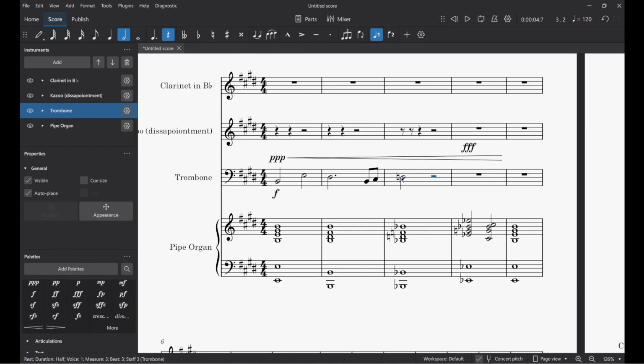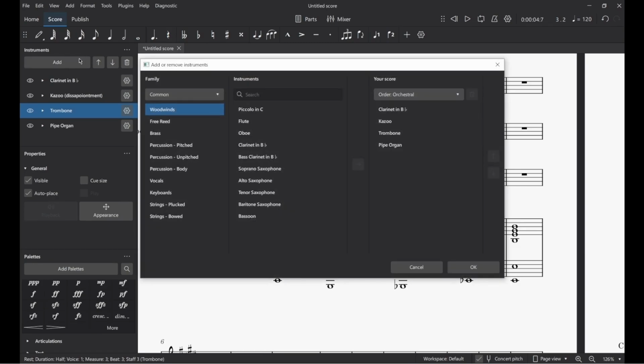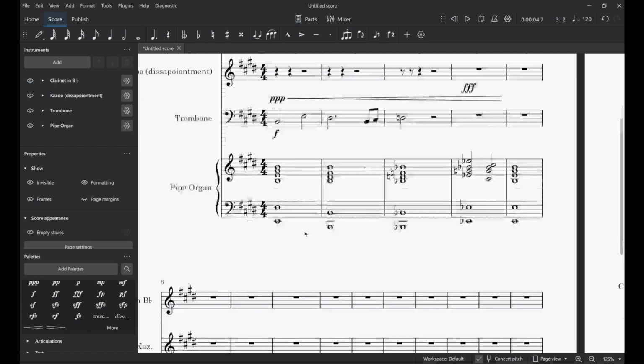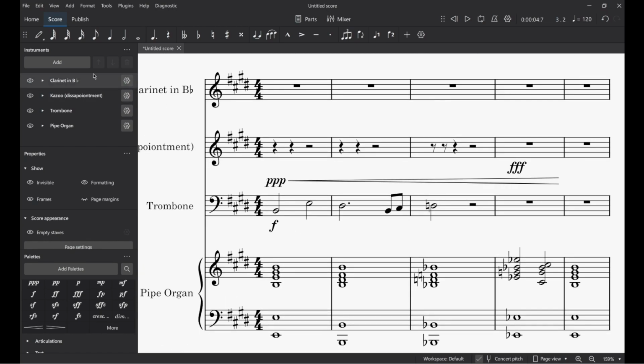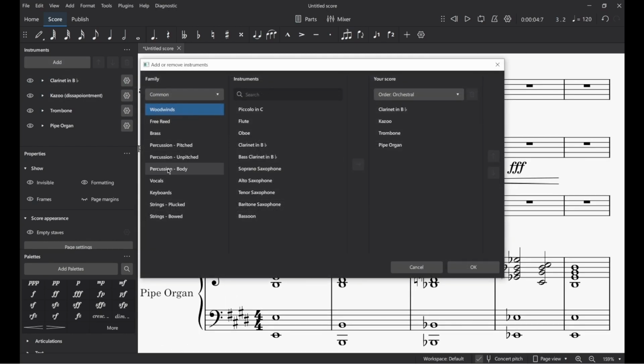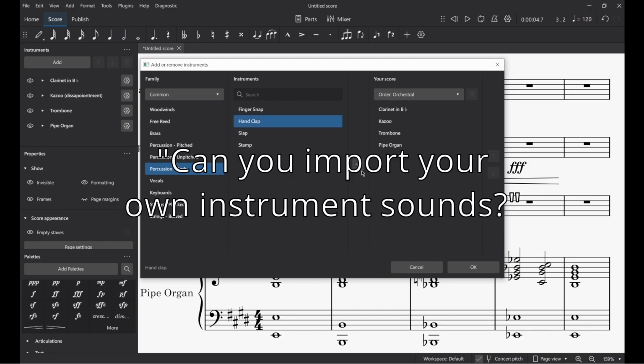Are you able to insert? Yeah, you are. If I wanted to insert an instrument, I just click this add button right here. I don't know, if I wanted hand claps or something. Sorry, that didn't do it. One second.